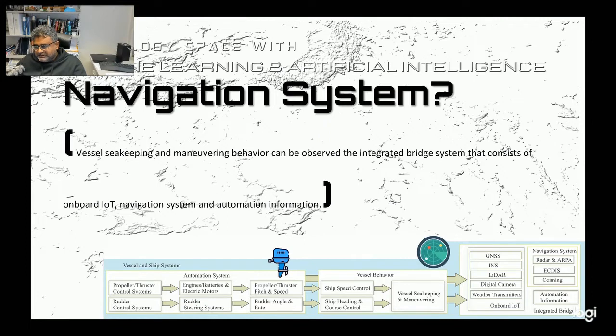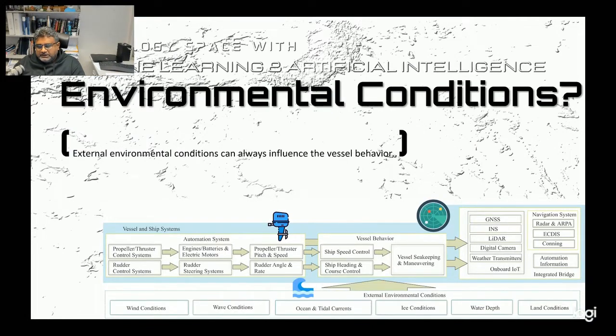In addition to that, the automation information, for example, the operational conditions of the propeller, thruster and rudder control system, including some engine information, can also be displayed in the integrated bridge system. So the integrated bridge system is a somewhat more complex combination of various information sources which can help humans as well as digital navigators in ship navigation. Eventually, the environmental conditions in the surrounding of the vessel navigation could influence the vessel behavior.